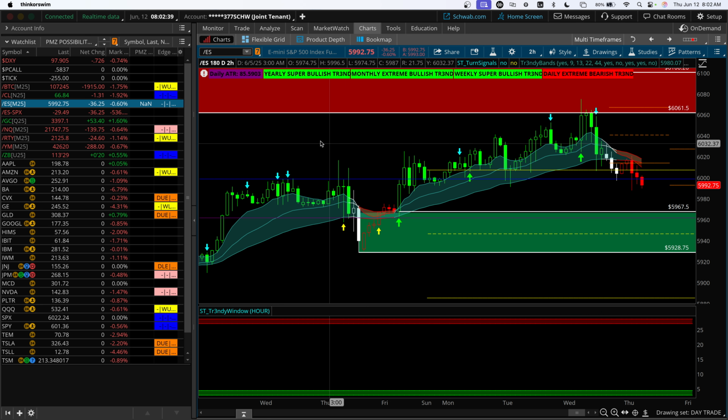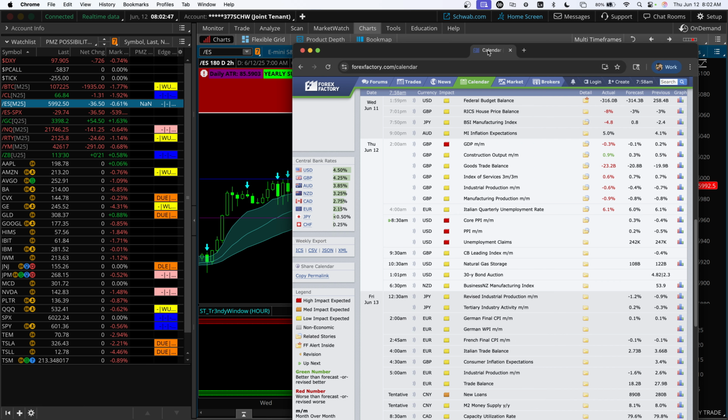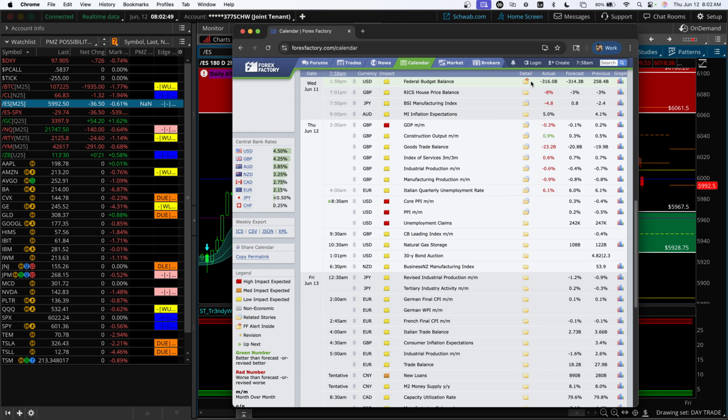All right. So after I look at that, then of course I need to know, is there any economic data due out today that could affect price action? I use Forex Factory, their calendar, because it shows me the US events as well as the other countries' events. And I like the color coding here.